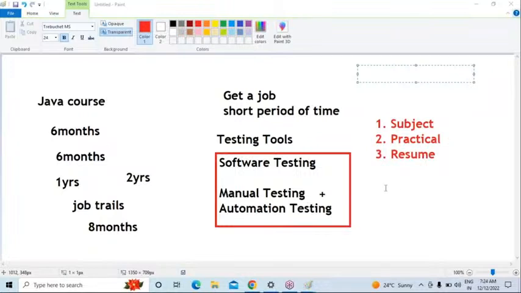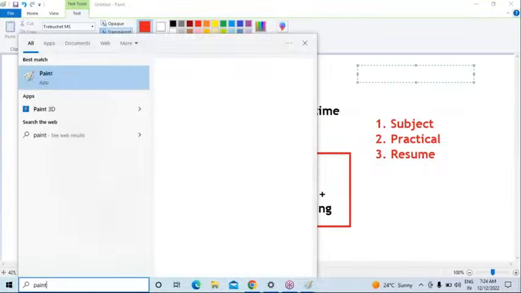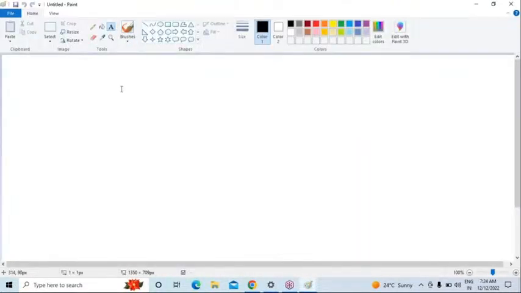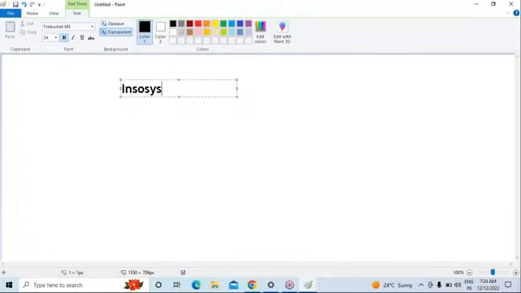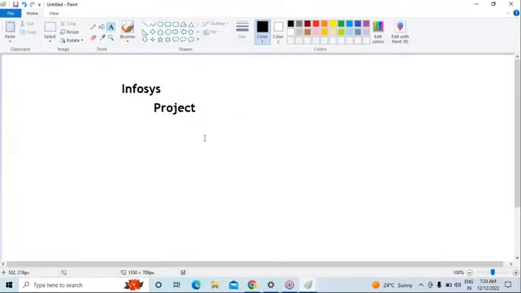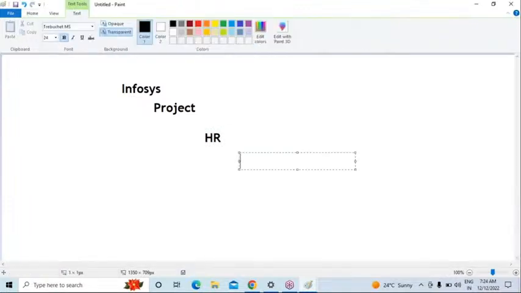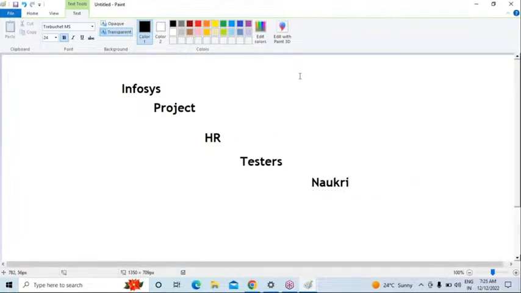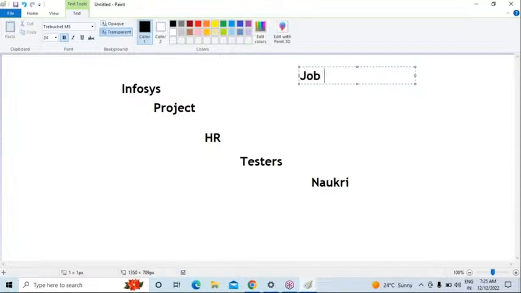So basically, for example, assume the company Infosys. Recently they got one project. For this project, they are recruiting resources like testers. Now they post the advertisement in Naukri. The HR people look into the Naukri website. So coming to the testers, we have some JD, which means job description.